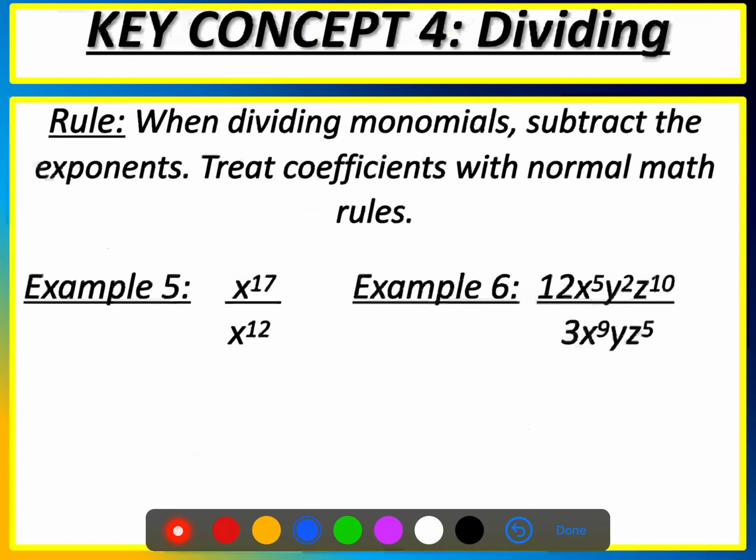If when we multiply monomials, we add them, what do you think should happen when we divide? We're going to subtract. And I want to add a little star to this rule. We're always going to subtract the bigger exponent minus the smaller.